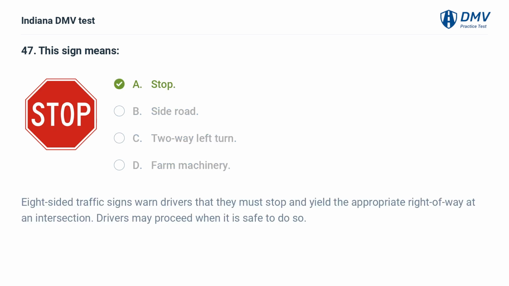A. Stop. 8-sided traffic signs warn drivers that they must stop and yield the appropriate right of way at an intersection. Drivers may proceed when it is safe to do so.